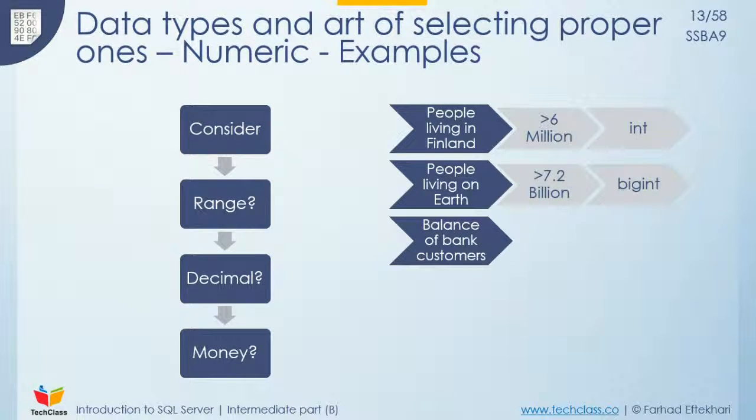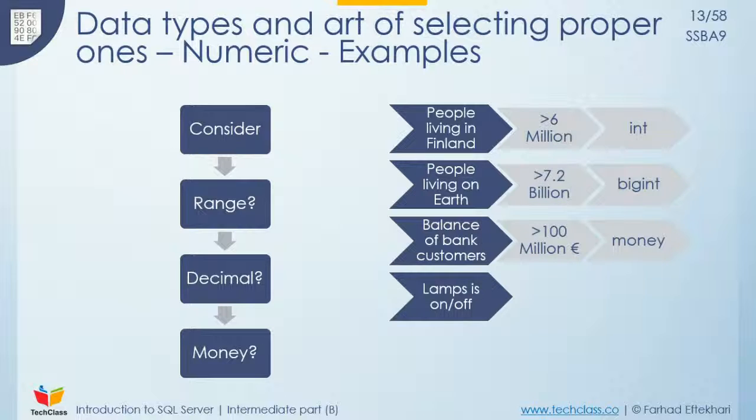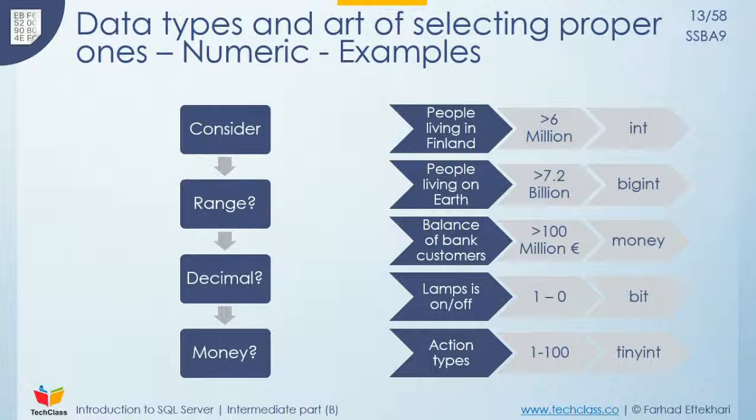Yes. And also for a balance of bank customers, which is something below 100 million, money would be sufficient. And if we have some status tracker of a lamp to see if it's on or off, then bit would be a good choice for us. And also imagine we have action types of some events, and we have up to 100 action types. So the good choice for this data type is tinyInt, because tinyInt can be from 0 to 255. So this is a good choice to select from.